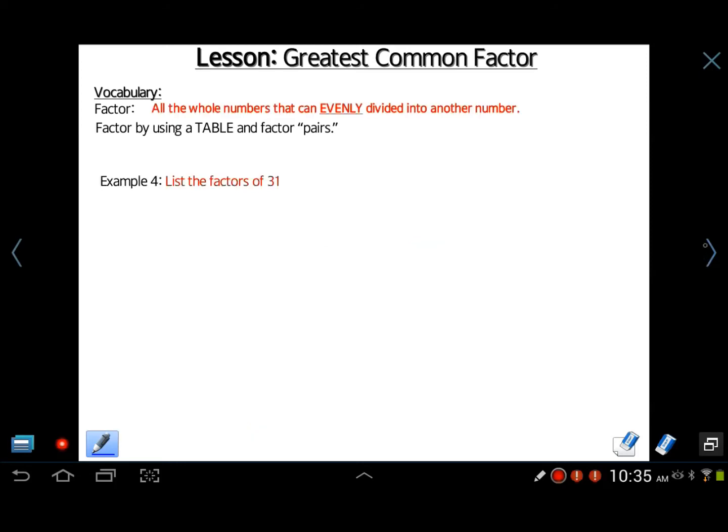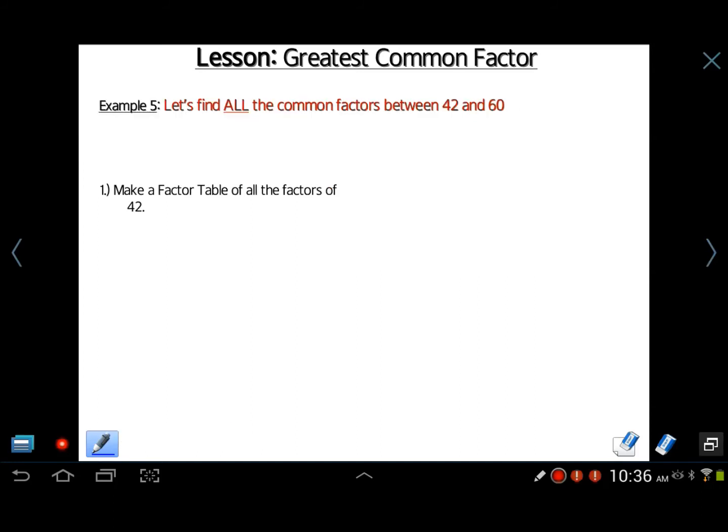Let's list all the factors of 31. 31 only has 1 and itself. That's it. But just because it's prime doesn't mean it doesn't have any factors. A number will always have 2 factors, 1 and itself. And now let's focus on finding the factors of 2 numbers, okay, and see where that leads.